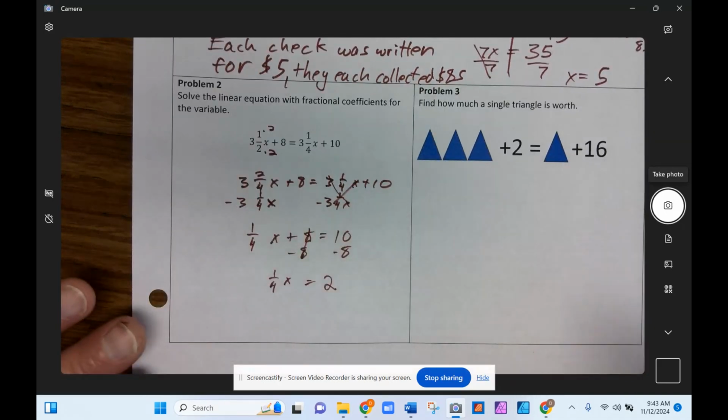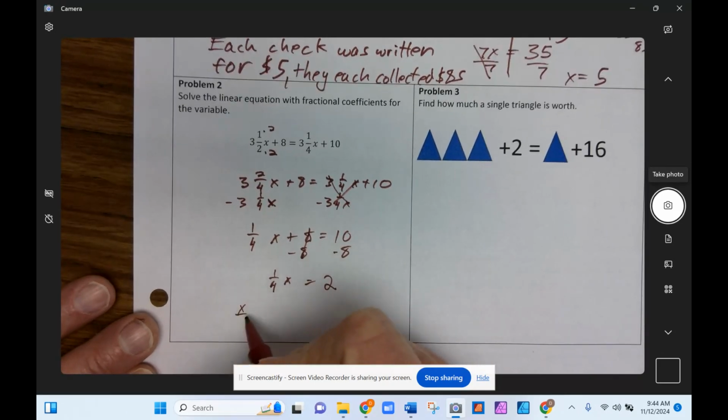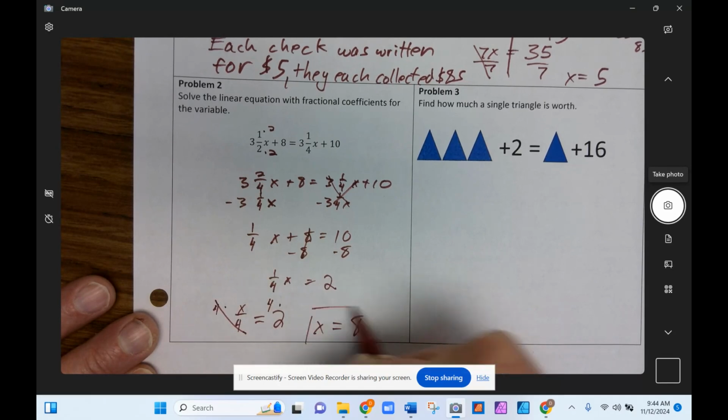A couple ways to think about this, right? Quarter of what number is 2? You could also think about this as x over 4 equals 2. So this is division right here. So we use the inverse operation of multiplication to get to x equals 8.